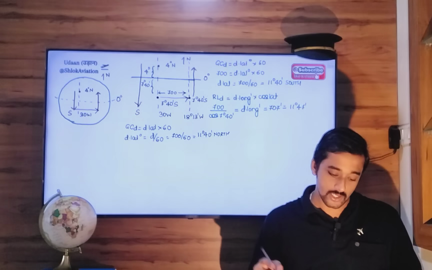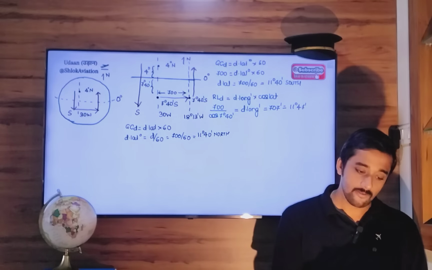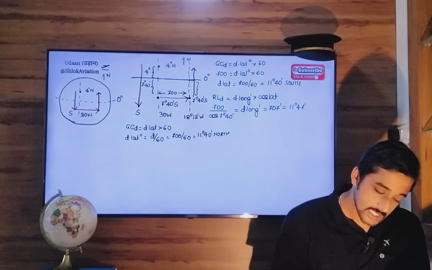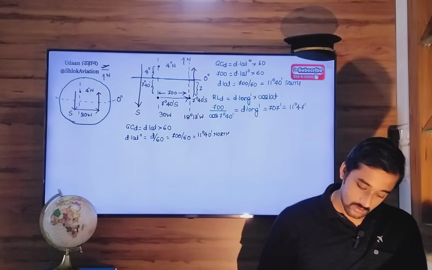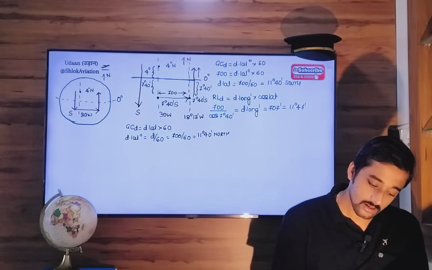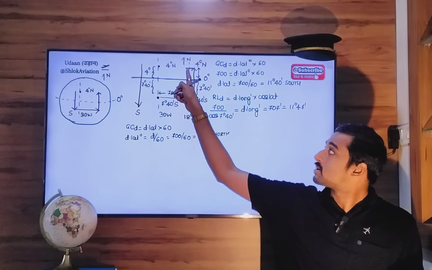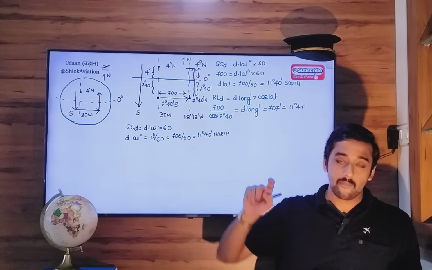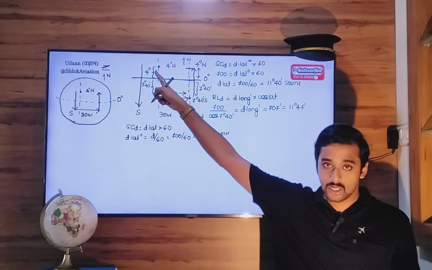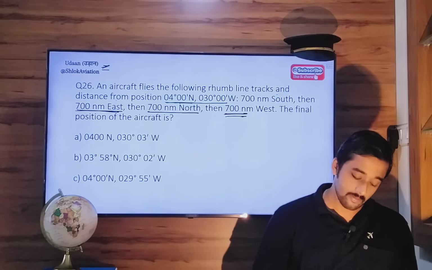So out of total 11 degree 40 minutes, you are going to spend 7 degree 40 minutes in traveling from this latitude towards the equator. So the remaining latitude distance will be equal to 4 degree north. So you have come back to the same latitude from where you started your journey, 4 degree north. Now from here you again travel 700 nautical mile west.